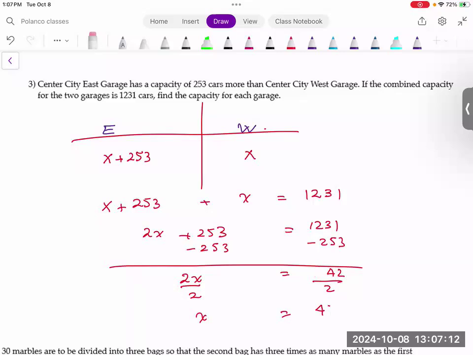Yeah, 978. Sorry, that's the end. 978. And if you divide by 2, that should be 489. Yeah. So I know the X is 489. So this is going to be 489. This is 489. And this one, if you do 489 plus 253, 742, right? So this is going to be 742. And that's the capacity of both of them, right?